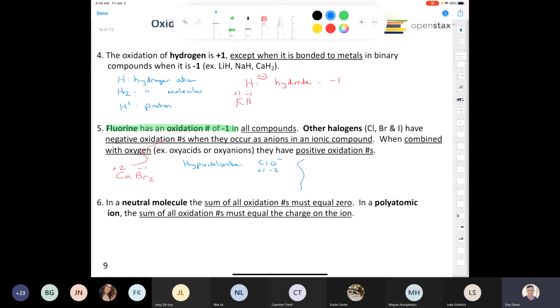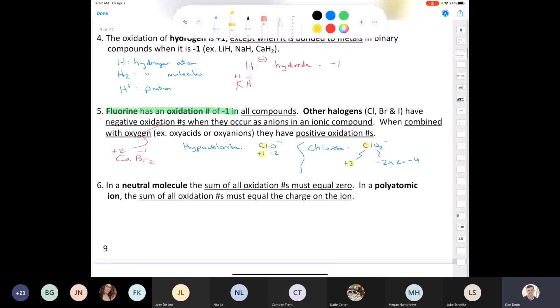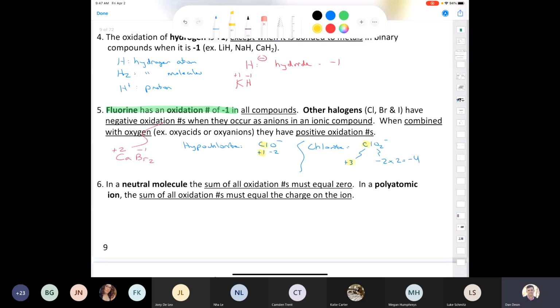Or say, for example, you had the chlorite ion, which is ClO2 minus, right? If the oxygen is -2 and you have 2 of those, that gives you not -2, gives you -4. Well, -4 plus what gives you -1? So the answer is the chlorine would have an oxidation number of +3. So we see that the oxidation number of a halogen can be positive when it's combined with an oxygen.